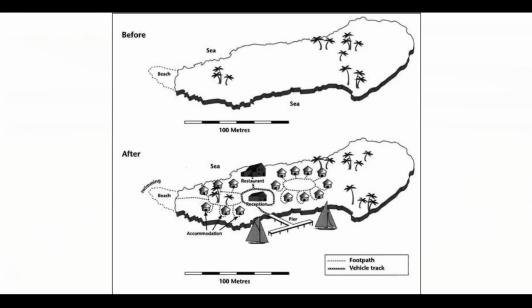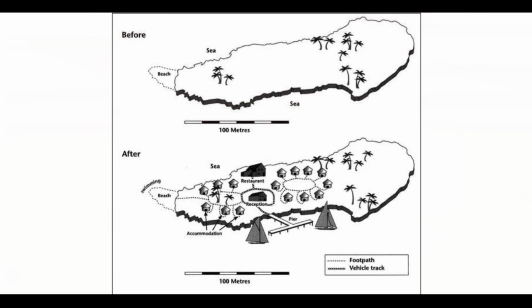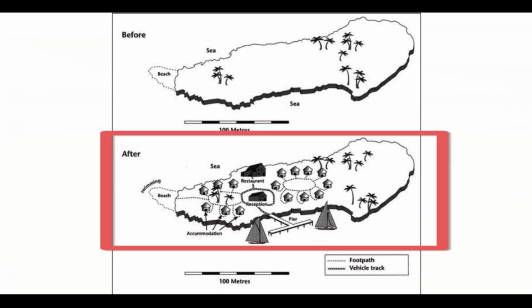This map shows us the island at 2 different times, and it also shows us how the island was developed. We need to report what changes were made to the island over time. We can see that before, the only features on the island were trees and there were no man-made structures. Whereas after development, there were lots of facilities and accommodation built on the island.